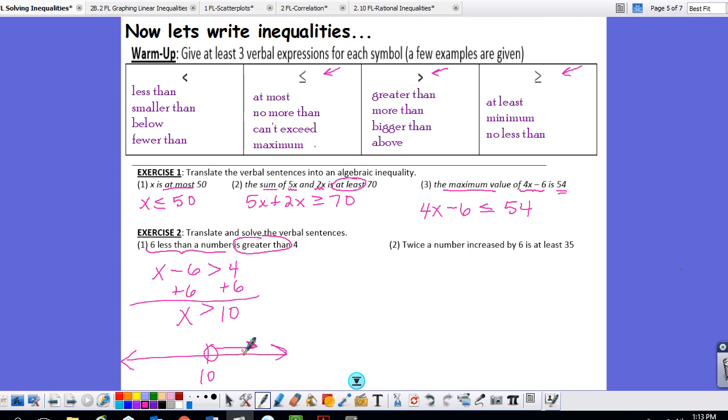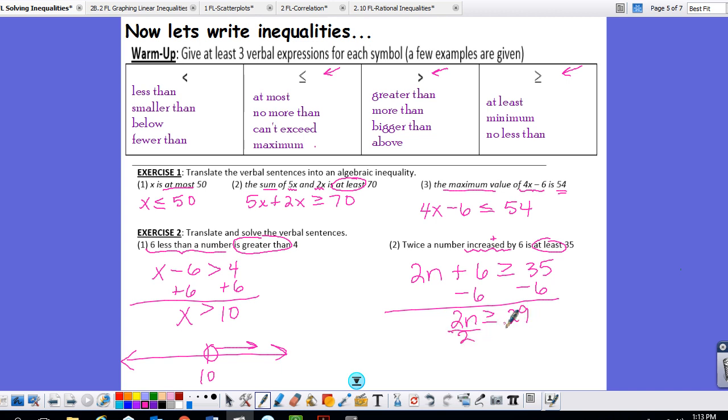All right, number 2, twice a number increased by, so that means we're adding, 6 is at least 35. So twice the number would be like 2n. Increased by is adding 6, and then at least is a greater than or equal, and now we have 35. So subtract 6 from both sides. So we have 2n is greater than or equal to 29.